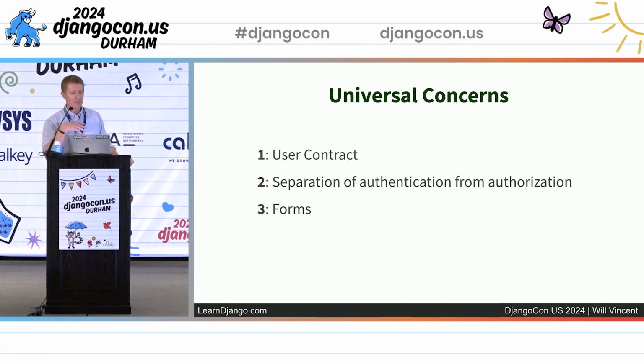Essentially it comes down to these 3 universal concerns, which we can agree on. So what do we want to do, right? We want a user contract. We want common ground on what a user can do, which most people would agree should be as minimal as possible. You just need some way to identify, and basically a password to confirm that person is who they are.